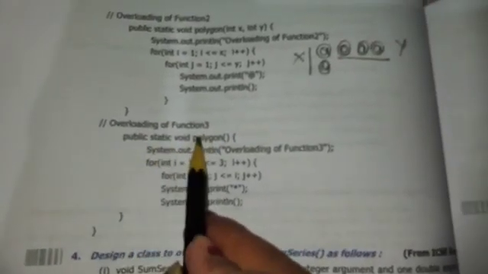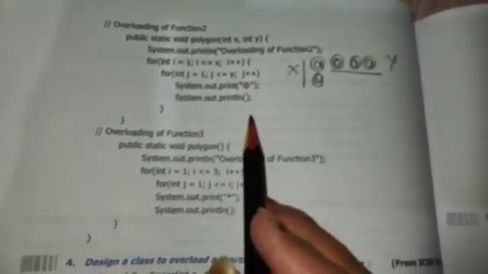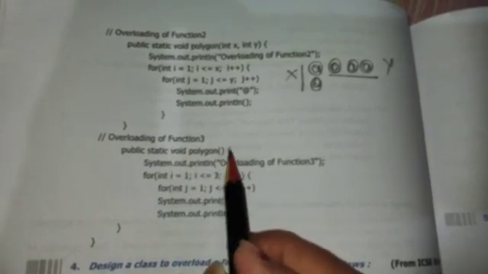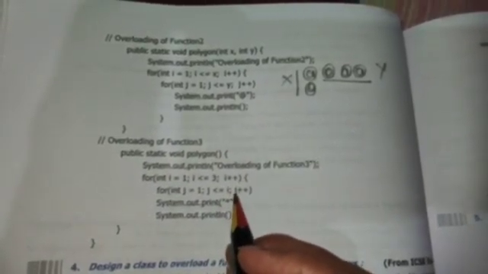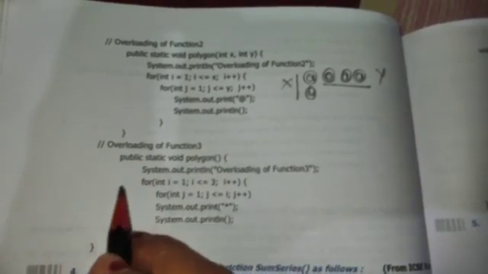Again, in the third method, overloading of function 3. This is called function overloading when we are using the same function with different parameters. You can get the definition of function overloading here: when we are using the same function with different parameters in a single program, then it is called function overloading.